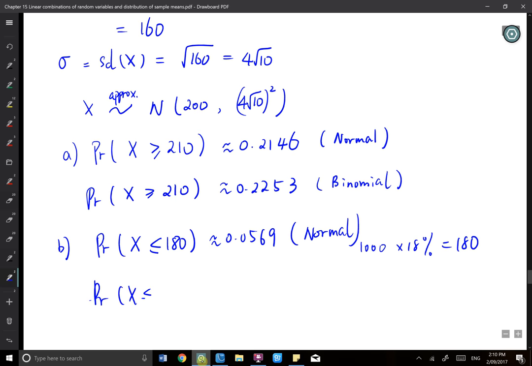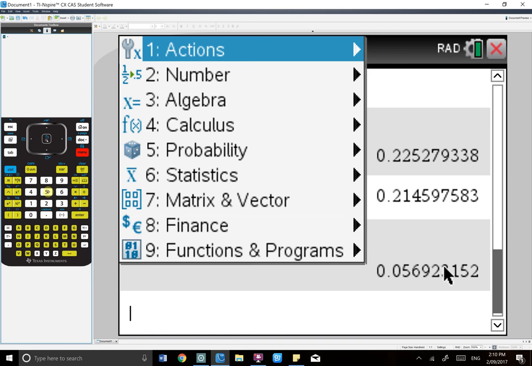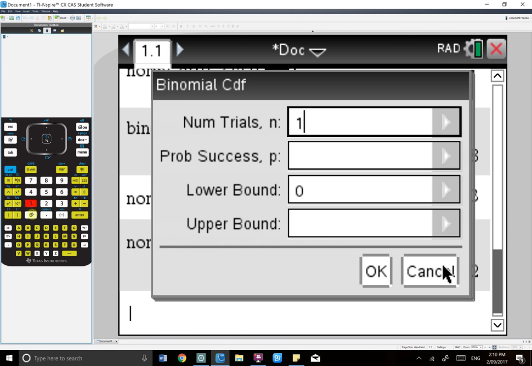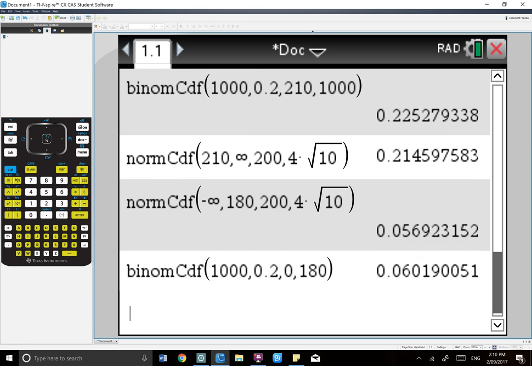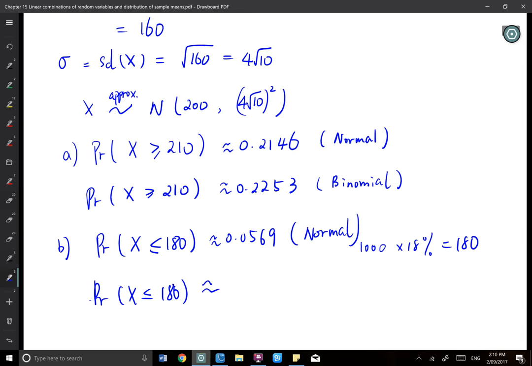Let's have a think. How about we use binomial? So binomial is n of 1,000, success rate is 0.2. I can have lower bound 0 and upper bound 180. It can't be more than 180, so 180 is the largest number. It's 0.0602. Okay, that's the exact value. You can compare them.